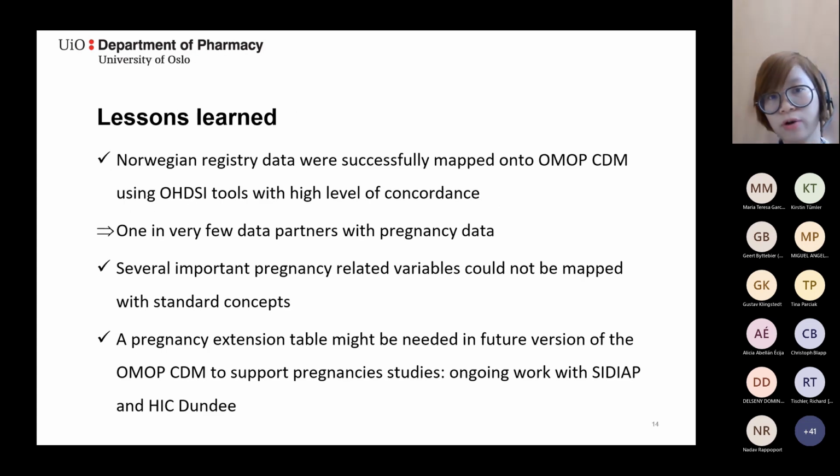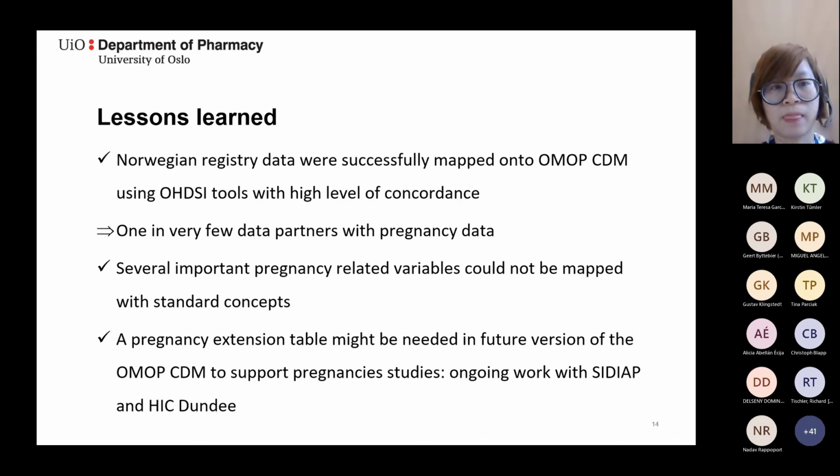Some of the lessons learned from our mapping process: we were able to successfully map Norwegian registry data onto the OMOP Common Data Model using the Usagi tool with a very high level of concordance. And we are one of the very few data partners with pregnancy data. Several important pregnancy-related variables could not be mapped using standard concepts, where we need to create some custom concepts. Also, a pregnancy extension table might be needed in a future version of the OMOP Common Data Model to support pregnancy studies. This is the ongoing work that we have been doing with the CDM and Health Information Center at the University of Dundee.